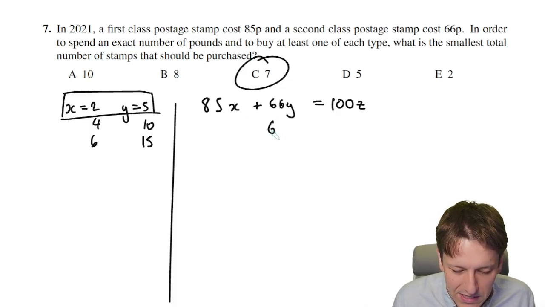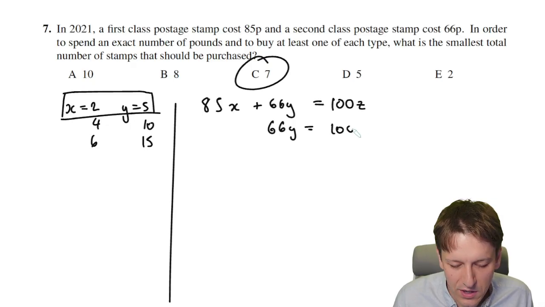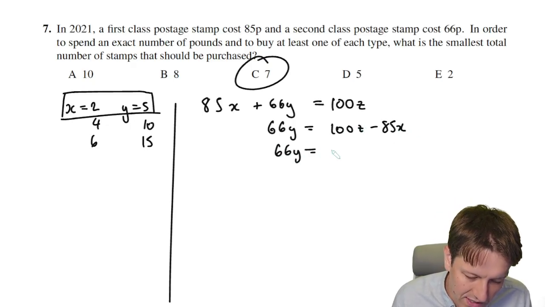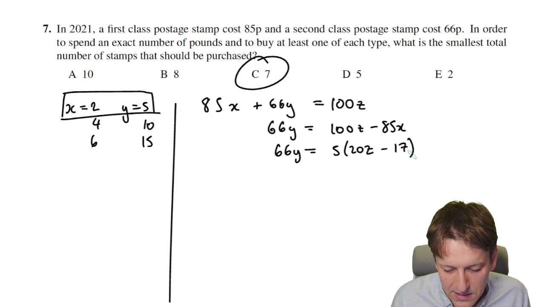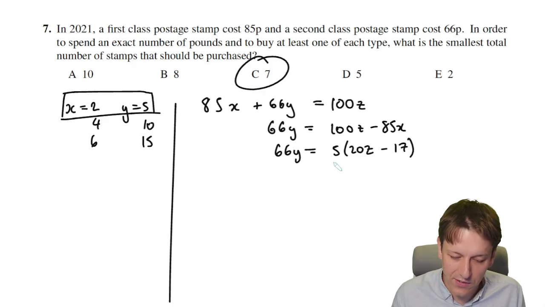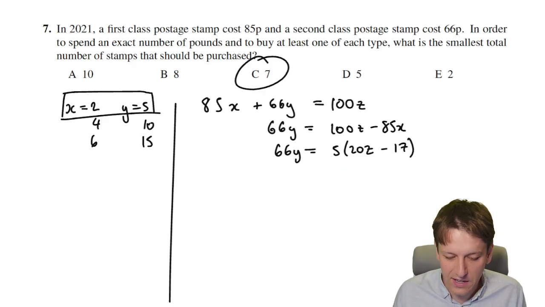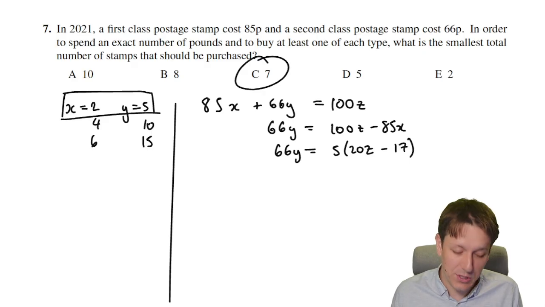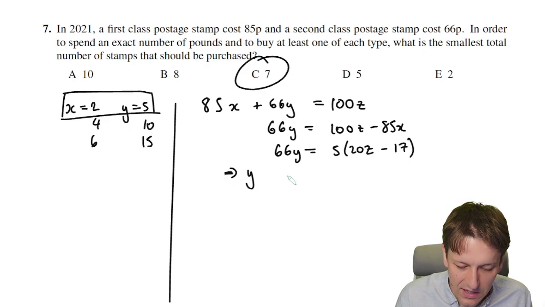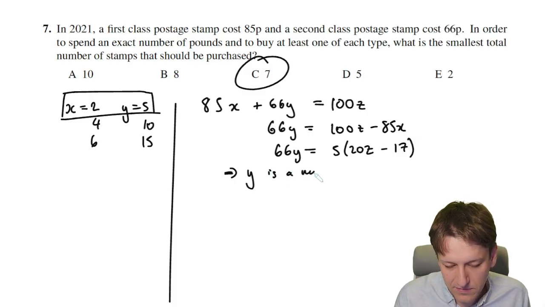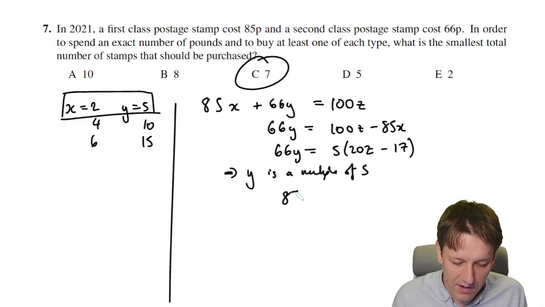I could write this down by saying, well, this means 66y is equal to 100z minus 85x, and then I've got 66y is 5 lots of 20z minus 17x. And then what I say is, well, look, I've got a factor of 5 on the right hand side here, but 66 is not a multiple of 5, and you might say 5 and 66 are co-prime, so this means that y is a multiple of 5.